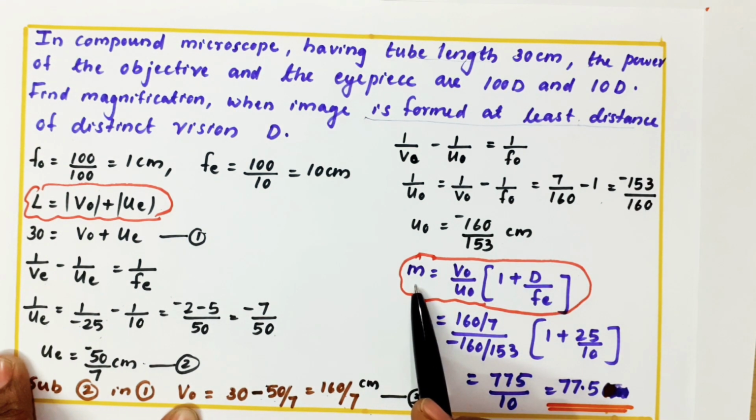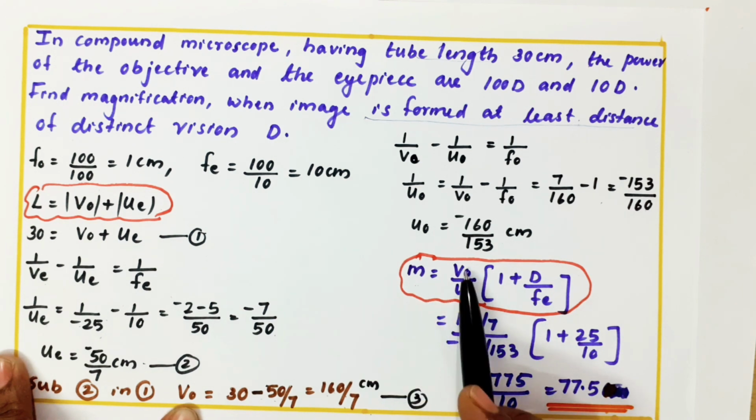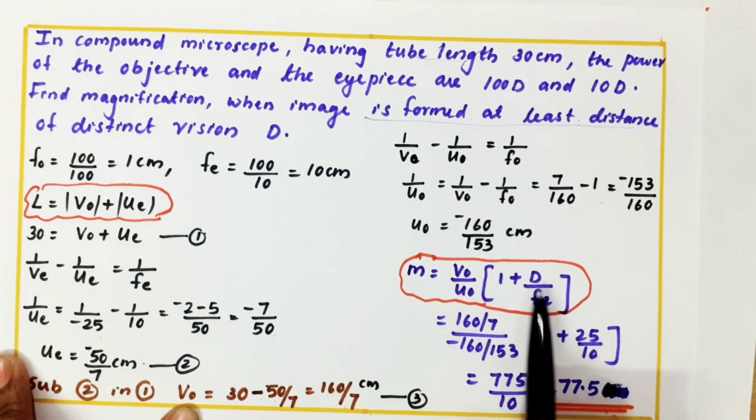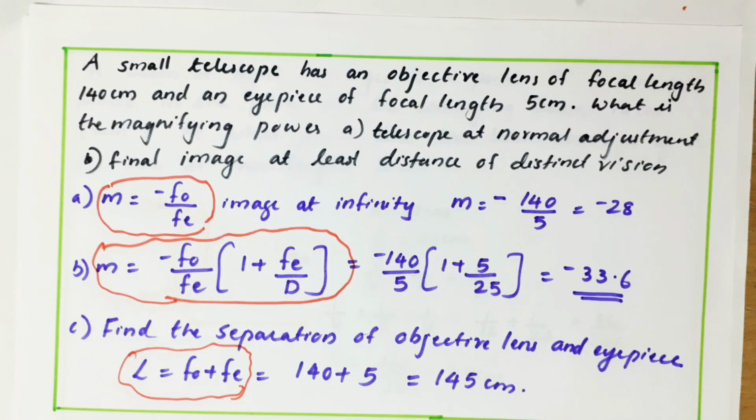That is magnification M equals VO by UO into 1 plus D by FE. VO, UO value substitute. 1 plus D by FE. I'll get it as 775 by 10, that is 77.5.